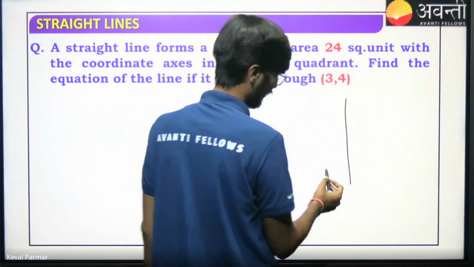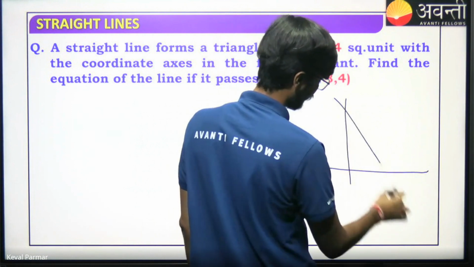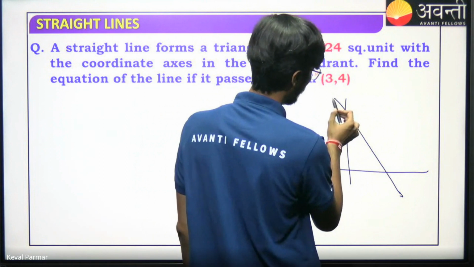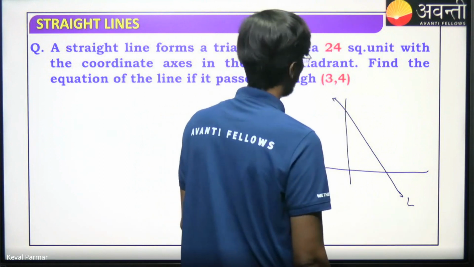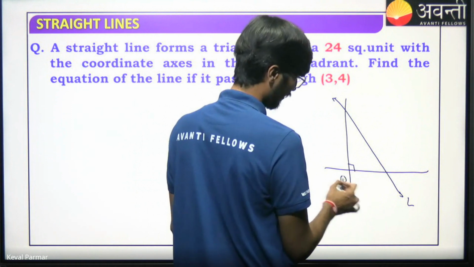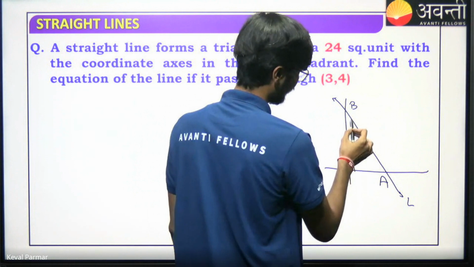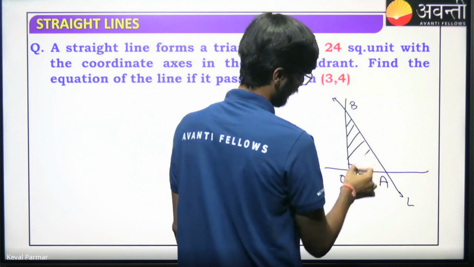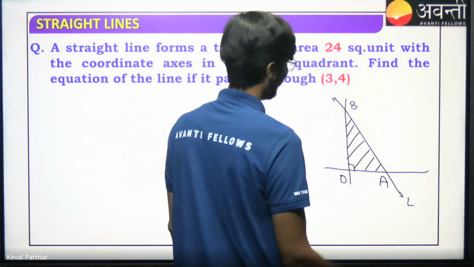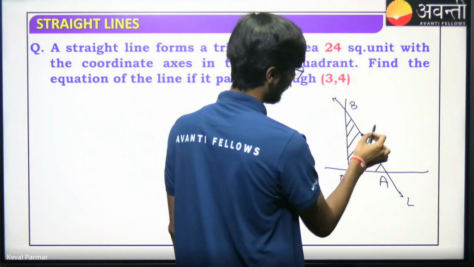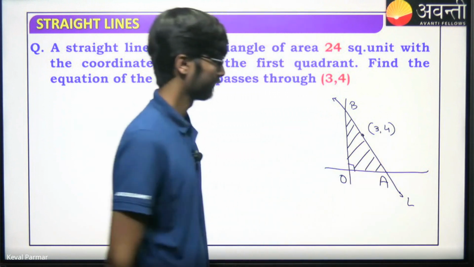So, the same diagram, if you remember, I think this was the diagram, right? So, this is the required line L, and this is the triangle. Let's name the triangle O, A, and B. So, this area is given as 24, right? And this line passes through the point (3, 4).